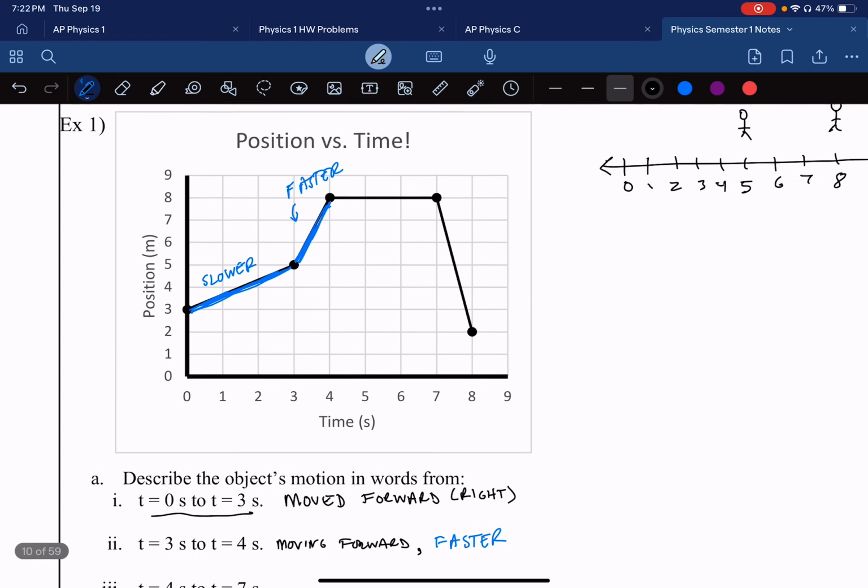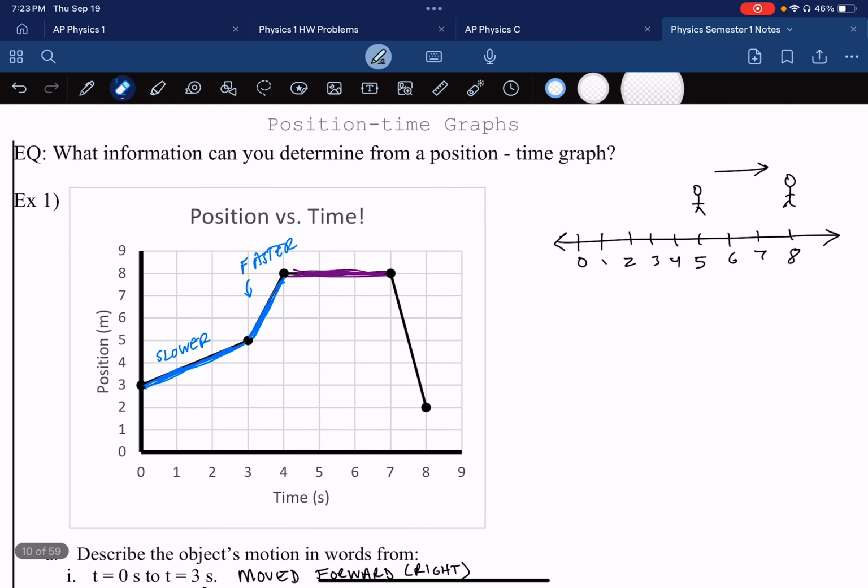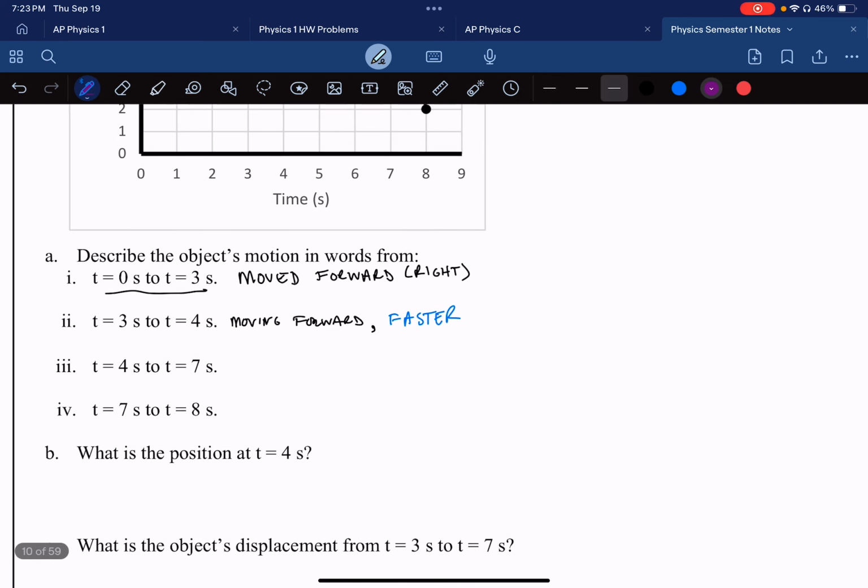Okay, next one is 4 to 7 seconds. So this right here. The person is staying at position 8, and they're staying there for 3 seconds. So we would just say that the person is motionless. And in physics, we like the word rest. That means the same thing. So if you are motionless, you are at rest, is what we would say.